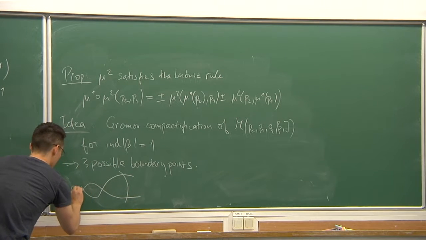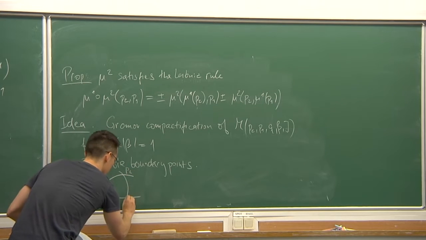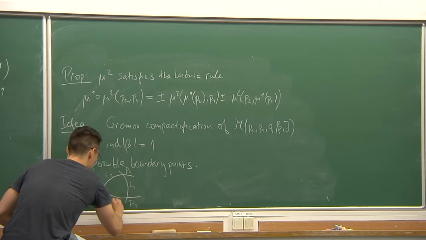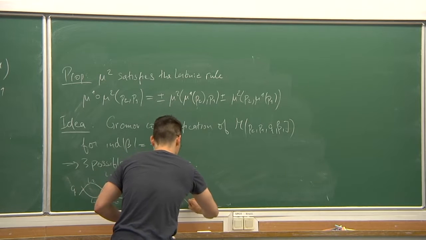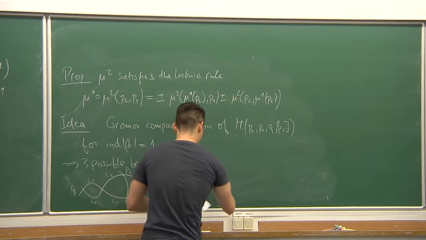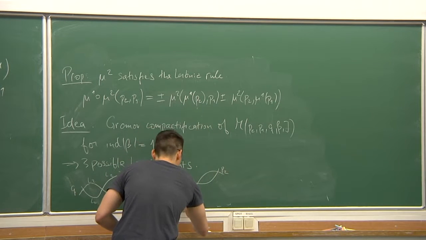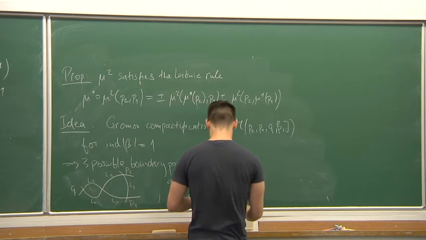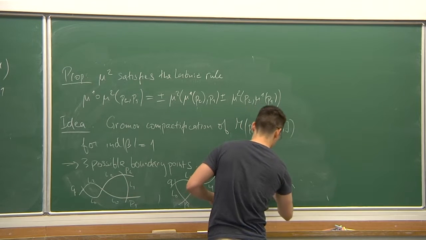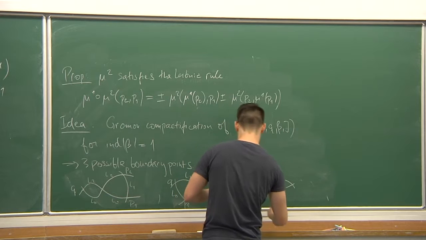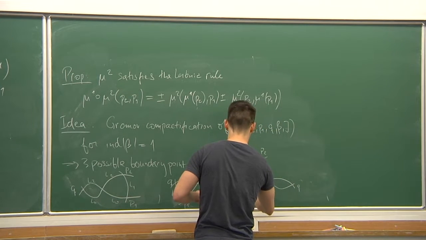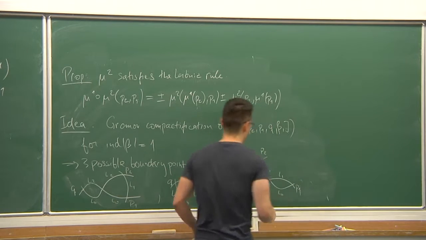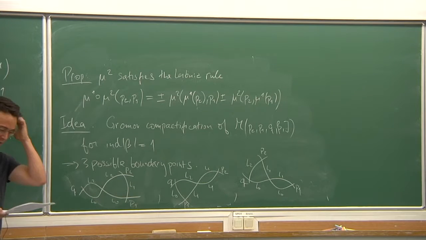Okay, so take this to be Q. This here is P2, P1, and here L2, L1, L0. Here we have P2, Q, P1, L0, L2. No, wait a sec. Sorry. Q. So these are the three possible boundary points in the compactified moduli space.